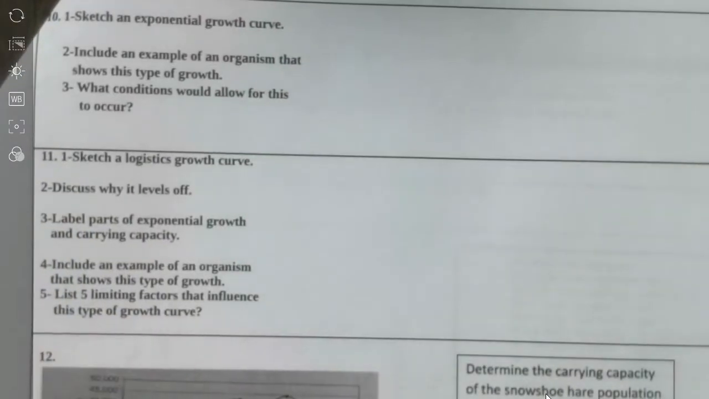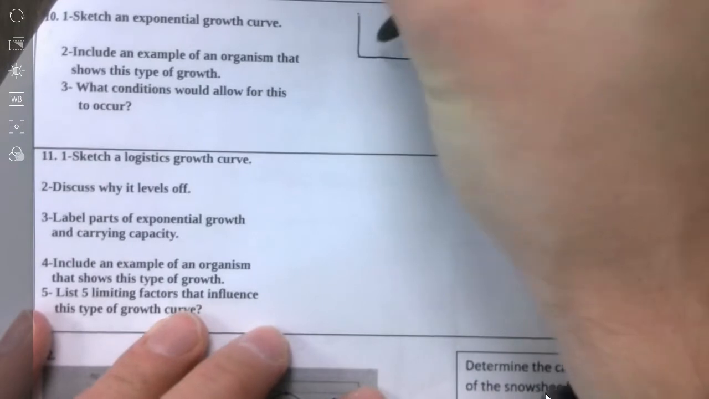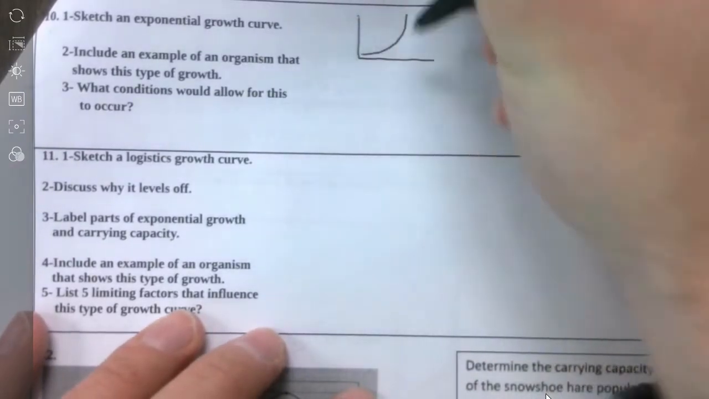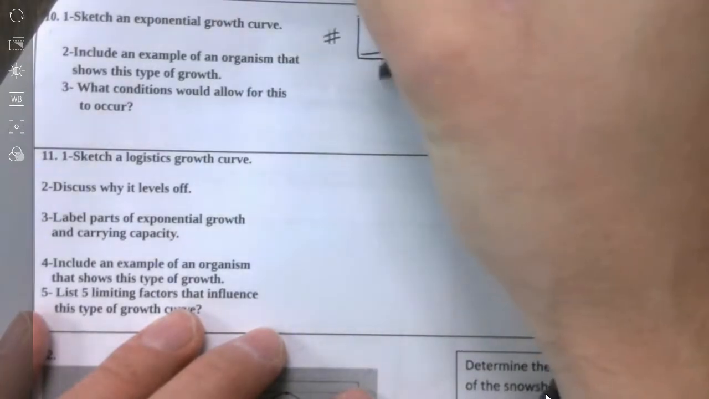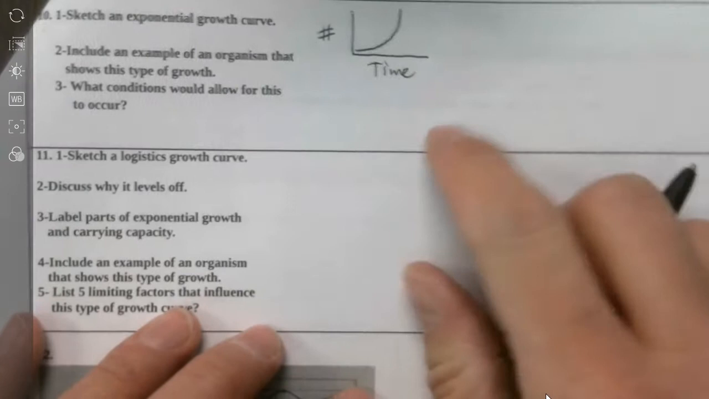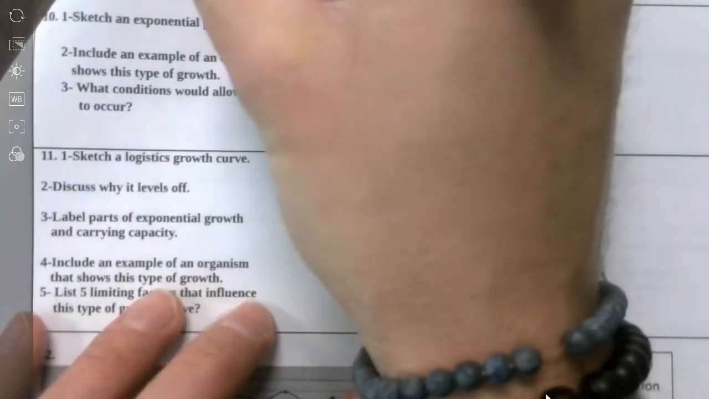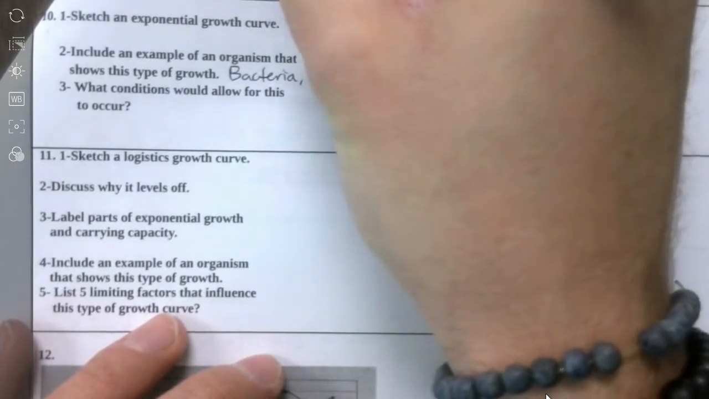All right, so exponential growth versus logistic growth. We're talking about changes in populations. Okay. All right, so an exponential growth curve would be something that looks like this, if this is the number of organisms and this is time. Okay. So some examples of this would be things like bacteria and also human beings.